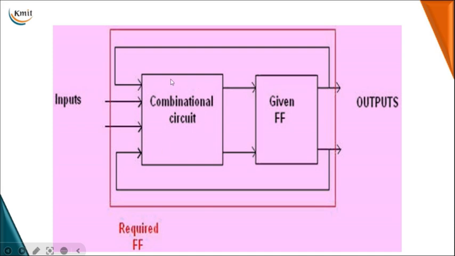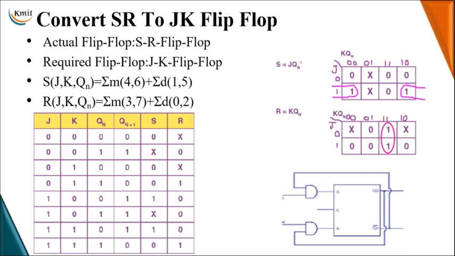You have to pass the required flip-flop inputs through the combinational circuit, implementing the minimal expression you obtained. The combinational circuit output is fed as input to the given or actual flip-flop, and the output obtained from the actual flip-flop is the required flip-flop output. So the required flip-flop inputs must be transmitted through the combinational circuit, and its output is coupled as input to the actual flip-flop, which gives the required flip-flop outputs. This is the procedure we follow for converting one flip-flop to another.